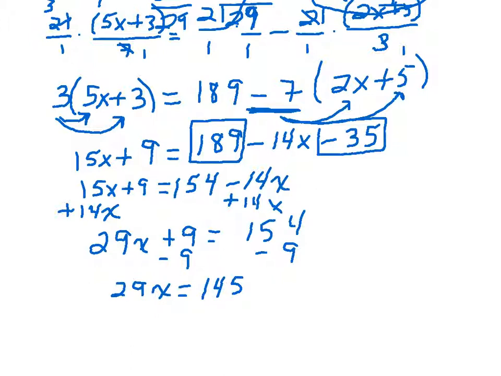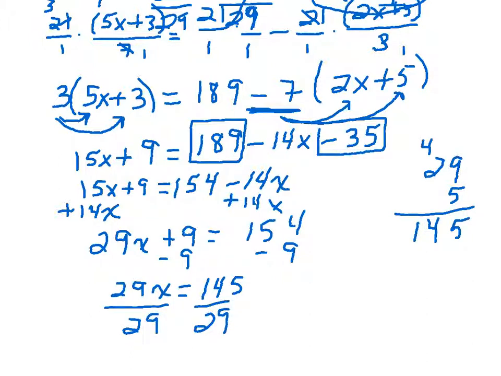Now does 29 go into that? Should we try it 5 times? 29 times 5 gives us 145. Bingo! Alright, so when we do our division here, 29 goes into 145 5 times. It's kind of nice when we get a happy answer.